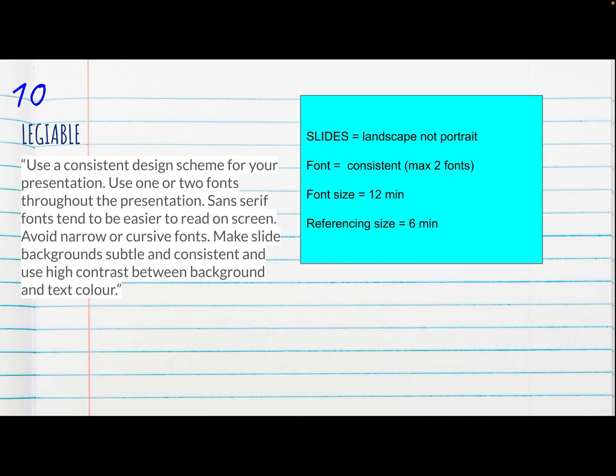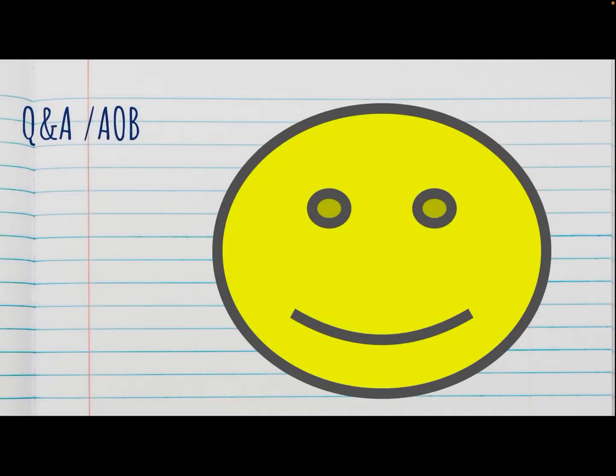Last bit of advice. Keep your slides landscape, not portrait. Keep your font consistent, maximum of 2. Font size 12. Don't go too small. But you can have your referencing be a 6 or an 8. Your referencing can be smaller underneath the image where it's been used. So if you're referencing an image, that can all be a smaller font size. Also, when you're putting references on a page, that can also be a smaller font size, as we can understand the differences between the two.